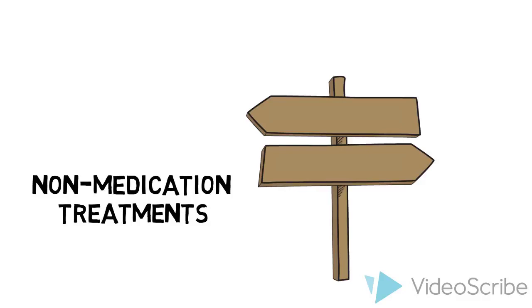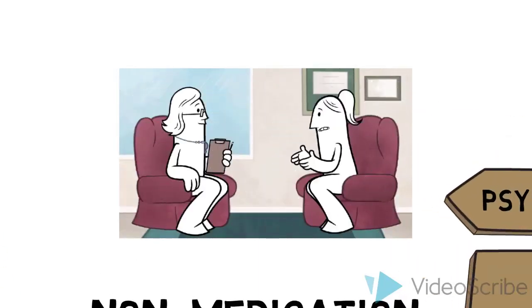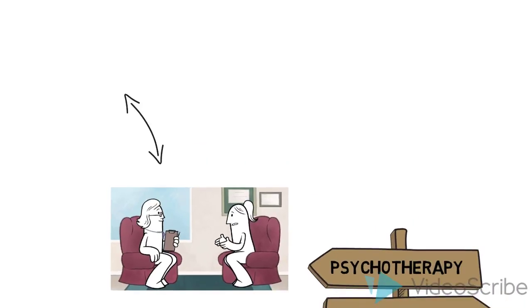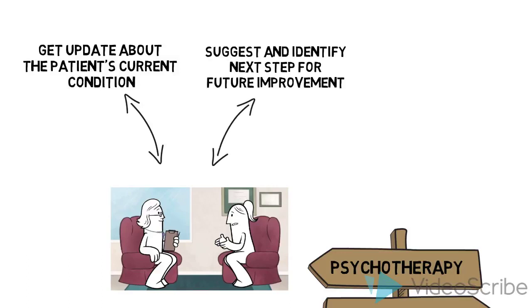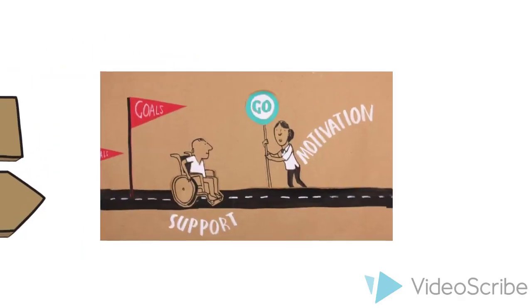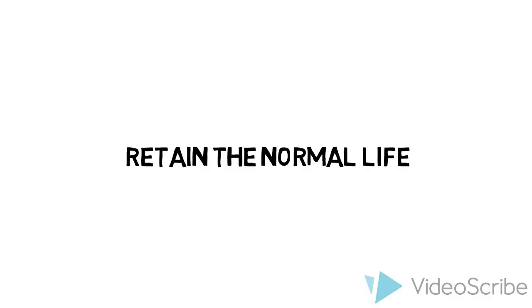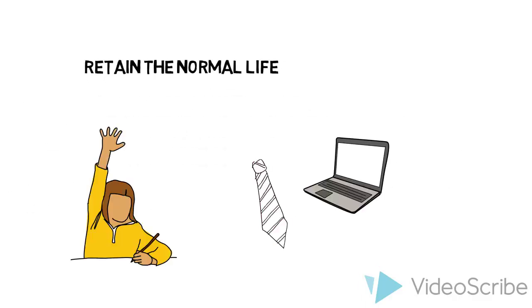The other option that we have is non-medication treatment, which is social treatment. The first common treatment is psychotherapy. It is performed by the psychotherapist to get an update about the patient's current condition, and by having that session, they can identify and suggest the next step for future improvement. Next is rehabilitation. Its function is to return the patient to normal life, such as going back to school and handling normal routines in a working environment.